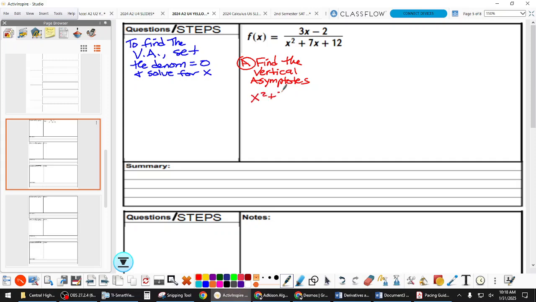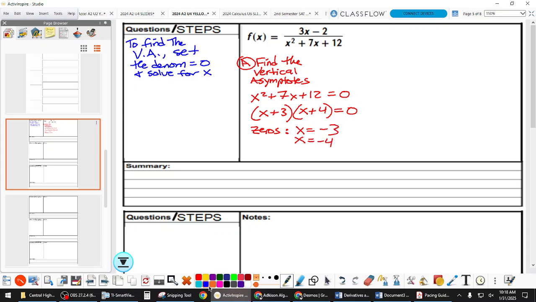So x squared plus 7x plus 12 equals 0. Factor, if you need to write out your star, please do, but the factors are x plus 3 and x plus 4. So what are the two zeros? Okay. Zeros are x equals negative 3 and negative 4.